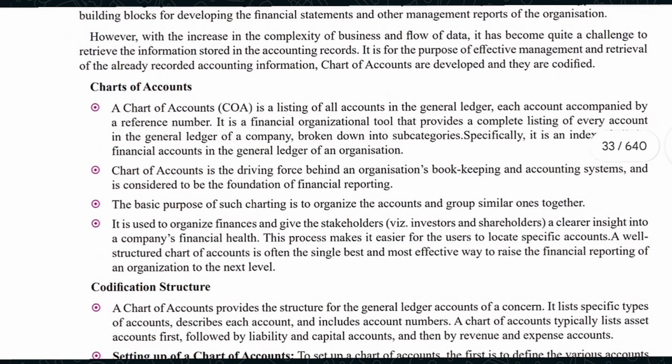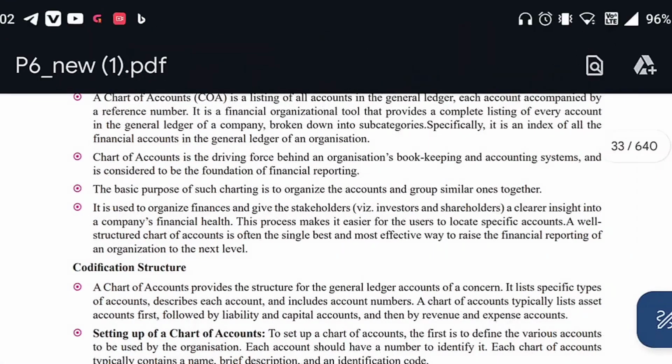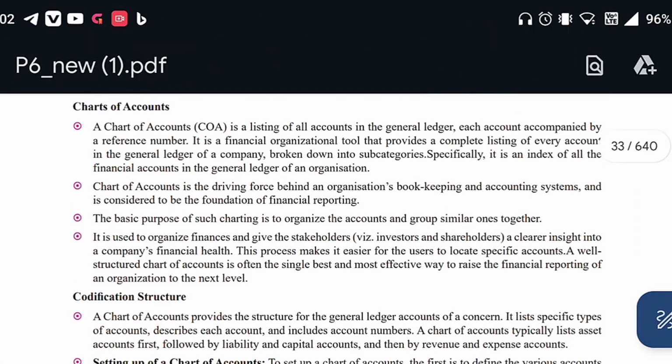So the chart of accounts helps organize all the financial information, making it easier to understand and report on the company's financial situation. It's like a blueprint for the company's financial records, showing how everything is connected and where to find each piece of information. This helps investors, shareholders, and others understand the company's financial health and make informed decisions. A well organized chart of accounts is essential for accurate financial reporting and helps businesses keep their finances in order. That's all about chart of accounts.